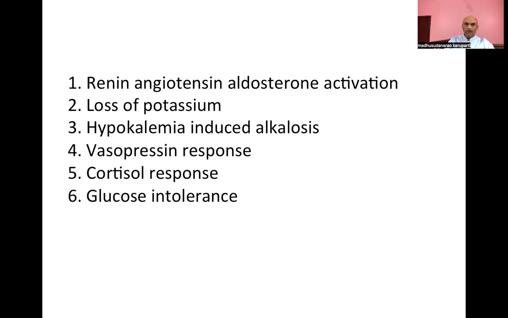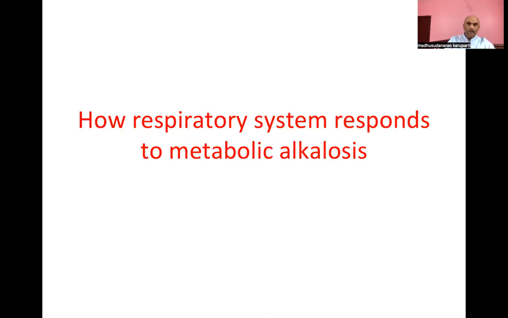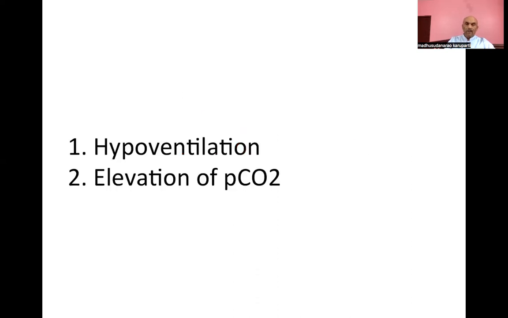Vasopressin response causes peripheral vasoconstriction. Cortisol response is an adaptive mechanism, and there is a rise in serum glucose levels. How does the respiratory system respond to metabolic alkalosis? By hypoventilation and elevation of PCO2, but it is limited by the degree of hypoxia.